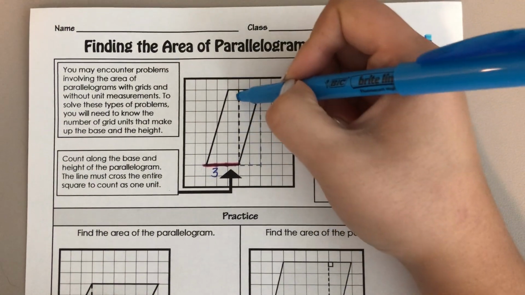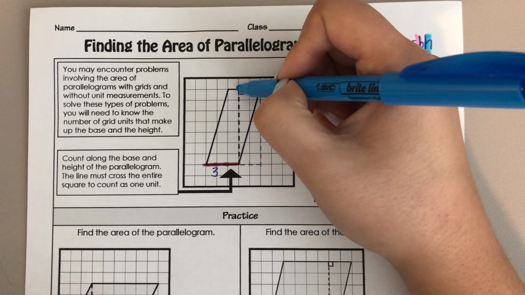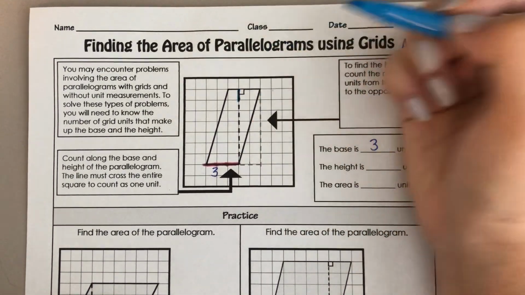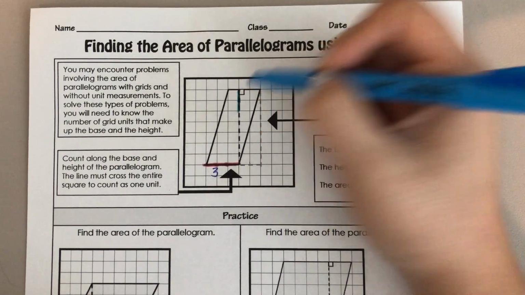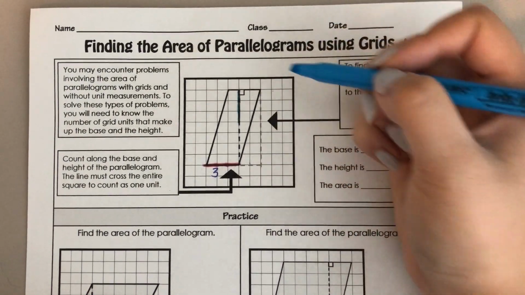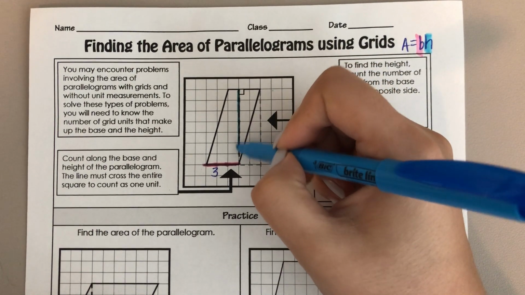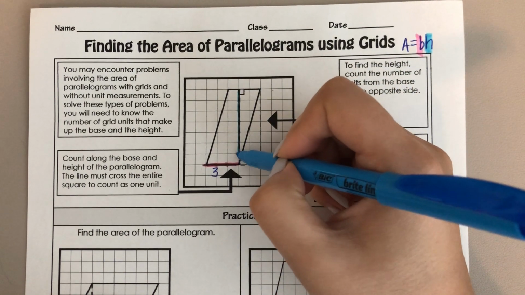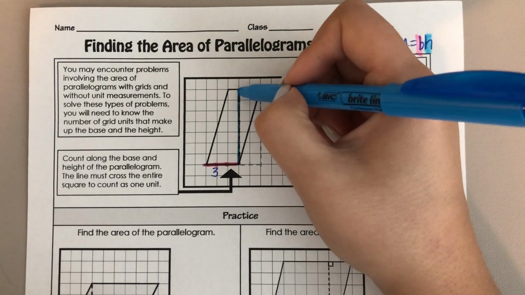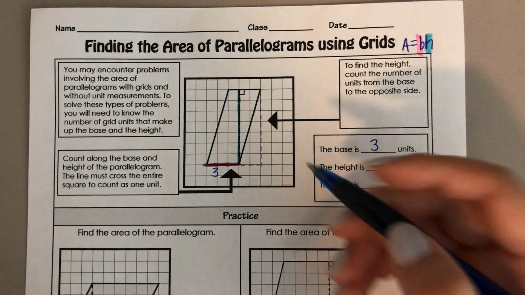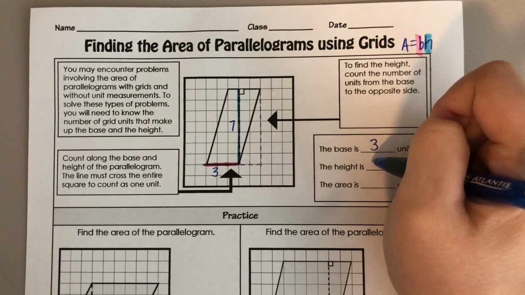So here they actually have a dashed line. So you're going from one end to the other, that's 1 unit, 2 units, 3 units, 4 units, 5 units, 6 units, and even from here to here, that's 7 units. So we have a 7-unit height. So we're going to label that 7.